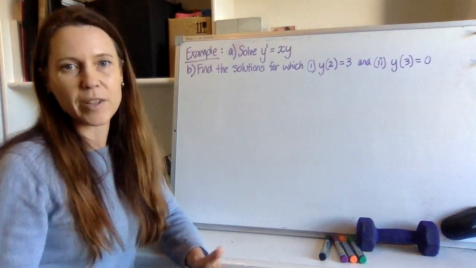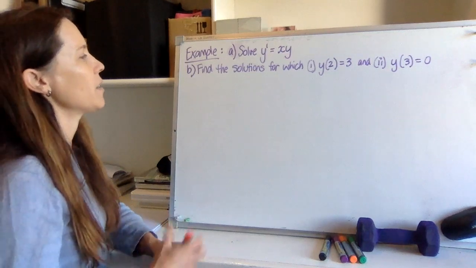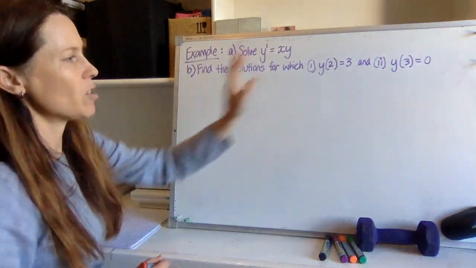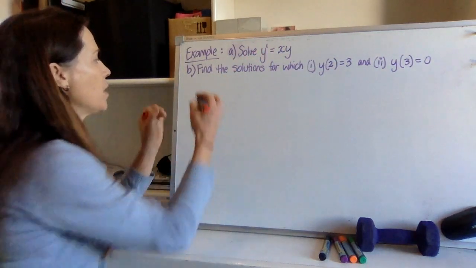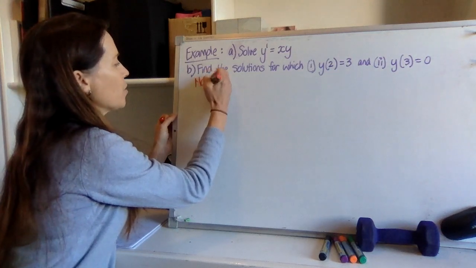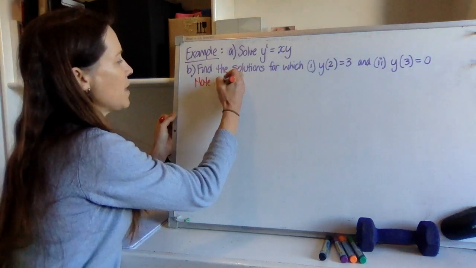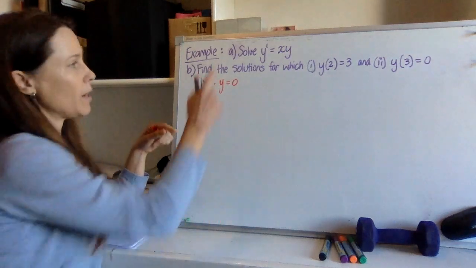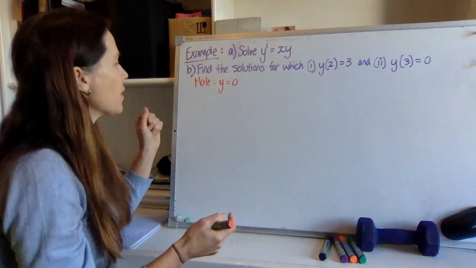Another example now so that we can really get the hang of this technique. We need to solve this differential equation and find 2 particular solutions. So the first thing to note is our constant solution, which is that if y is equal to 0, then y dash will equal 0. So that is a solution.